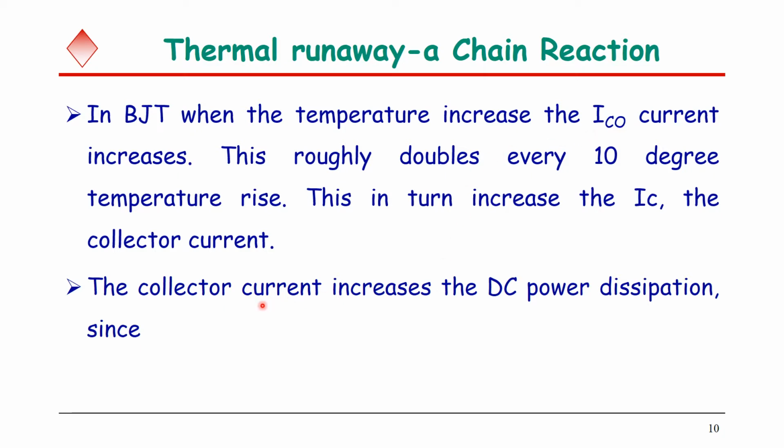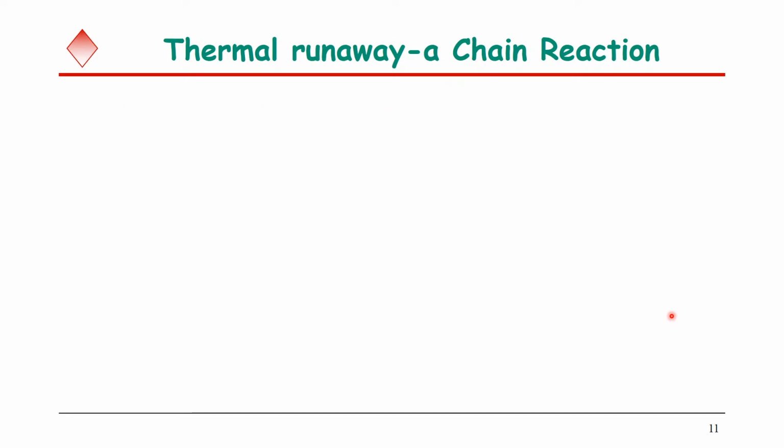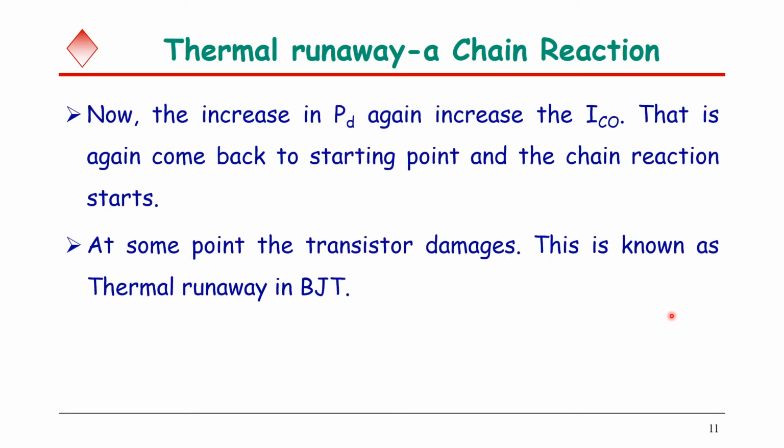That is, if the collector current increases, obviously the power dissipation also increases. If the power dissipation increases, it again increases the ICBO. That is, this process is cumulative in nature. This cumulative nature thereby damages the transistor, which is referred to as thermal runaway.